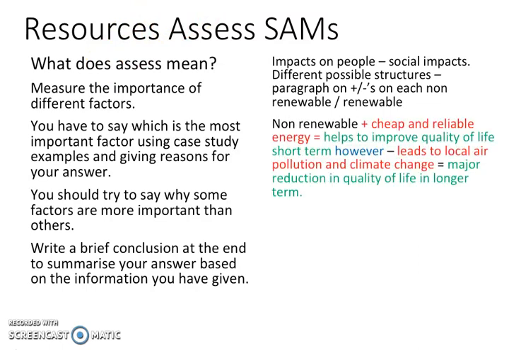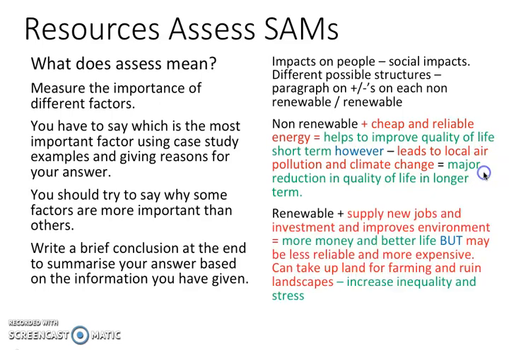So, for example, you might say that non-renewable energy is cheap and reliable. And this is important because it helps to improve the quality of life. However, it can lead to local air pollution and global climate change. And this could lead to a massive reduction of quality of life in the longer term. So in assessing, we're also looking at terms such as local or global impacts, which would suggest how important they are, and also shorter term and longer term impacts, which again is another form of assessment.